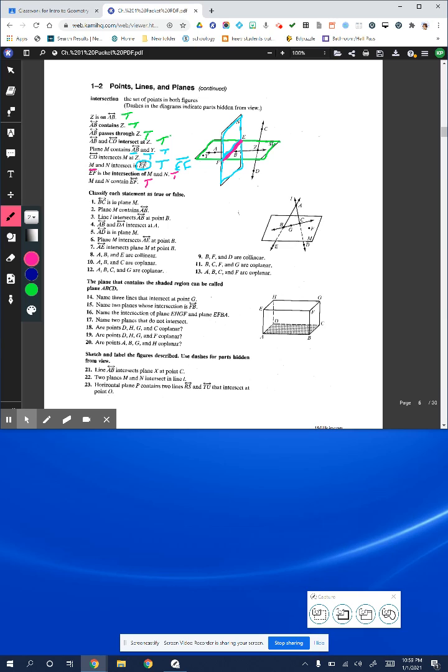All right, and then I'm going to give you a minute, and you're going to try this 1 through 13, and we'll see how we do. We'll come back together, and then we'll work on the bottom part. So let's stop this here.